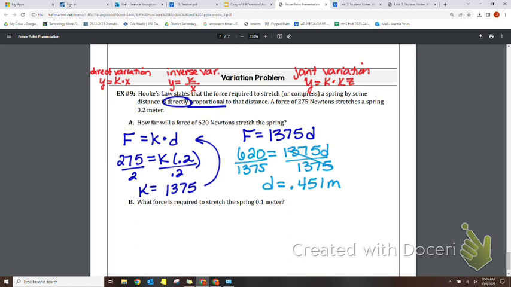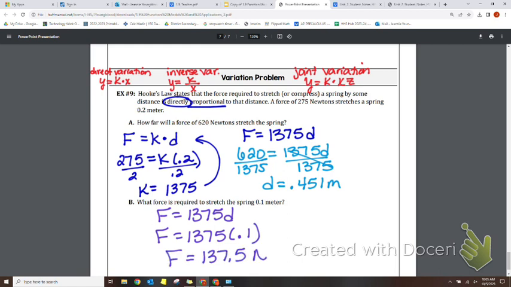And then B says what force is required, so we're after F, to stretch the spring 0.1 of a meter. Well, we're using the same equation, and we know that we're after F, and our distance is 0.1. And so we find our force is 137.5, and force is measured in newtons. And that is the end of lesson 9.